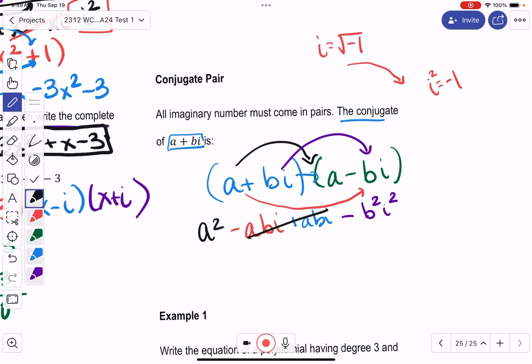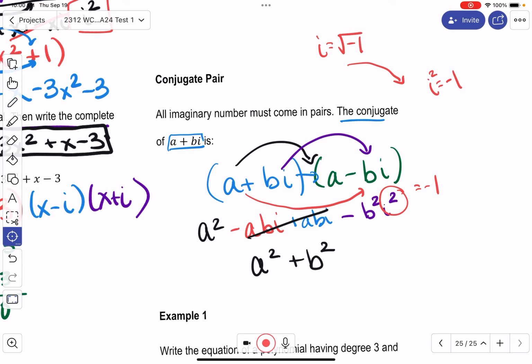You want imaginary units to go away because you can't deal with imaginary units. And then you have this i squared sitting out here. Well, i squared is equal to -1. So essentially what you're going to get here is a squared, -1 times negative b squared is a squared plus b squared. The shortcut for multiplying conjugates then is to square the a term, square the b term, and then add them.